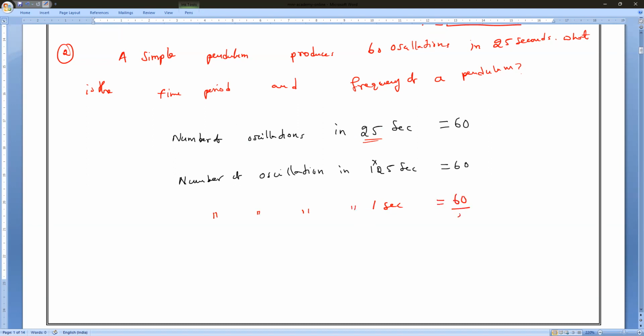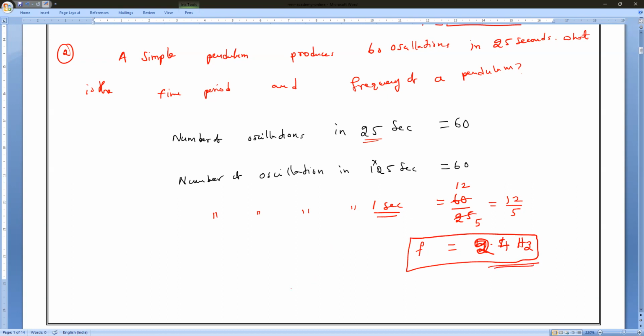It will come to this side. What will it become? Division. So 25, 5 table. 5 5s are 25, 60, where will it come? 5 table, 12. So 12 by 5 means 2.4 hertz. Number of oscillations per 1 second, what do we call it? Frequency. So frequency of the wave is equal to 2.4 hertz.